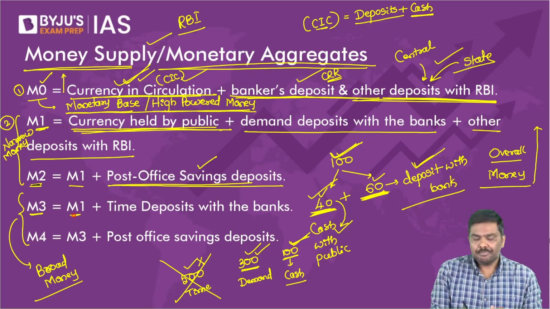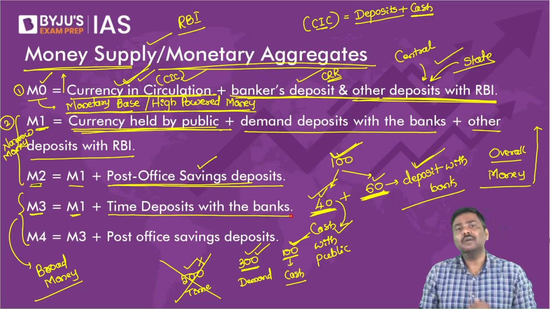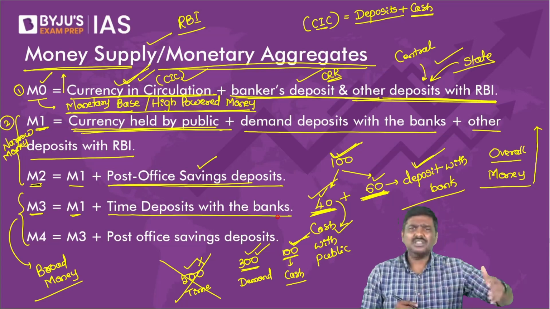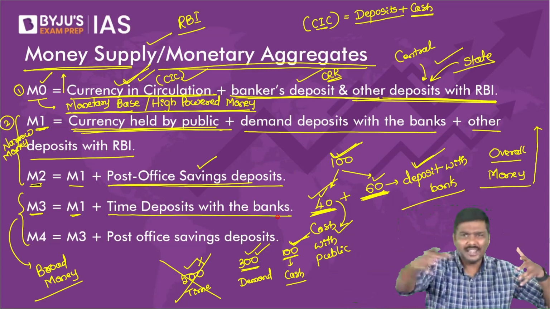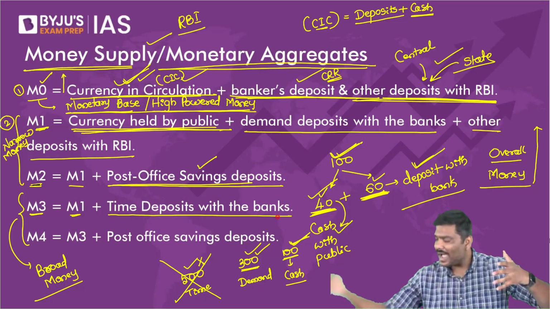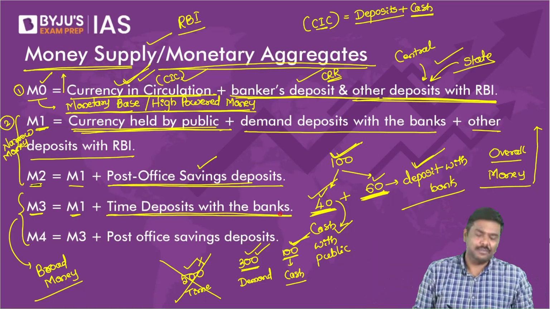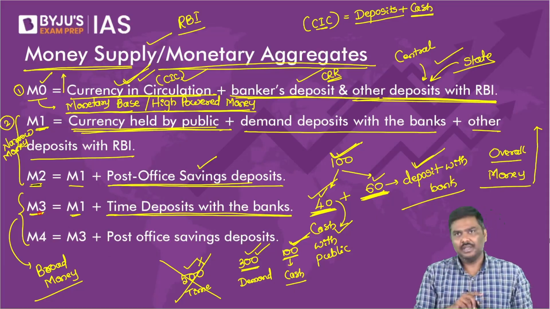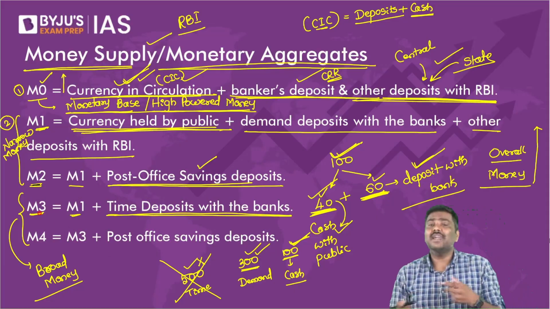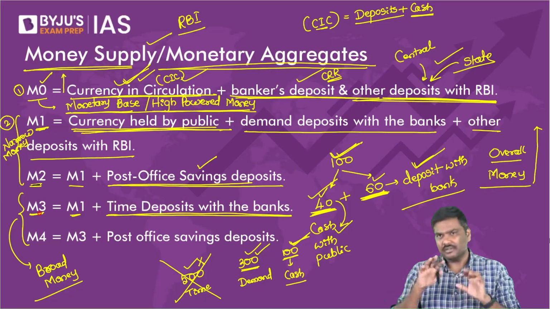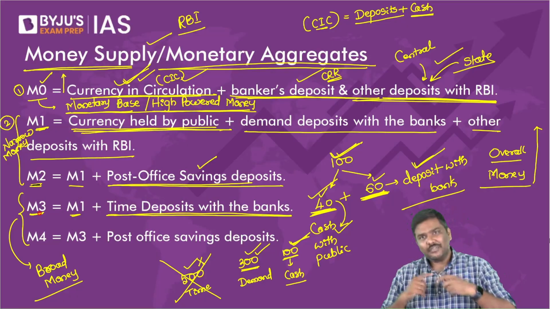What do we do in M3? In M3 we will take M1 as it is plus time deposit with the banking sector. How much is the total time deposits that are there in the banking sector? We will add that in the form of time deposits here in M3. Now you will ask me, sir, why are we adding time deposit in M3?